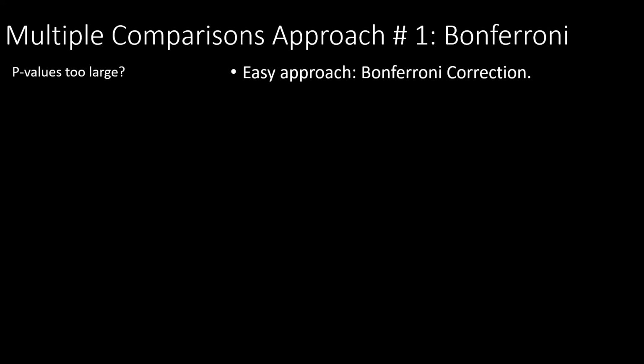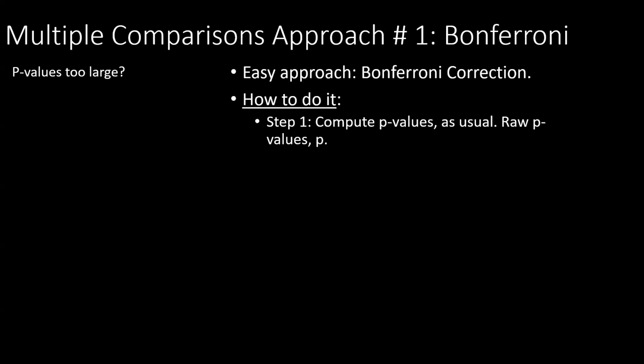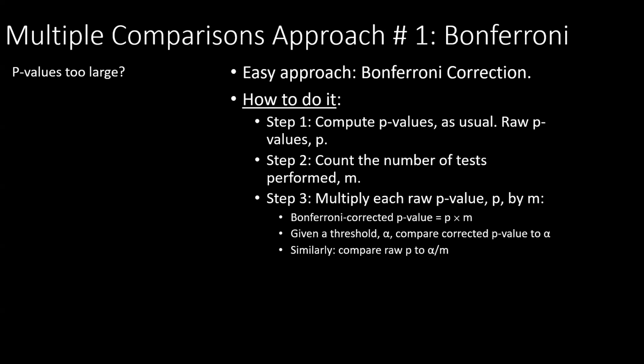There are also Bonferroni-like methods, but that is a long laundry list. And the reason why folks like it is that it's relatively straightforward to perform. So the idea here is that you would compute your individual p-values as usual. We call these our raw p-values. Count the number of tests you perform. We're going to indicate that as m. And you just multiply your raw p-value by m to get your Bonferroni corrected p-value.